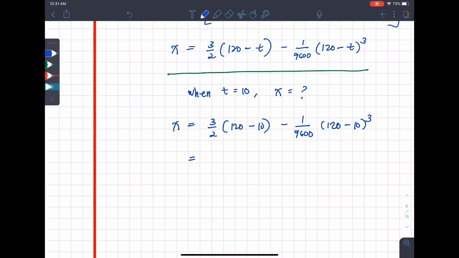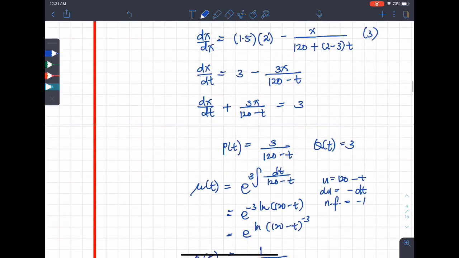And that would give us 3 over 2 times 110, minus 1 over 96 times 110 raised to 3. So giving us 3 over 2 times 110 minus 110 raised to 3 all over 9,600. So giving us 26.35.